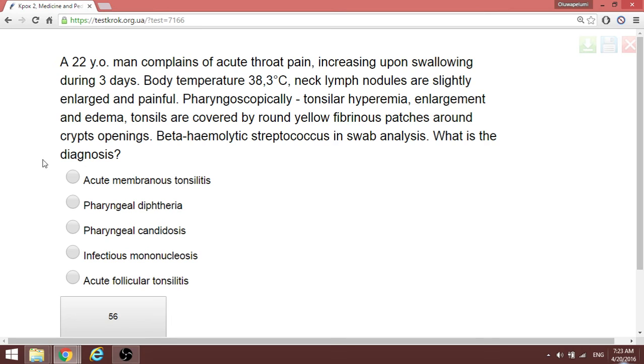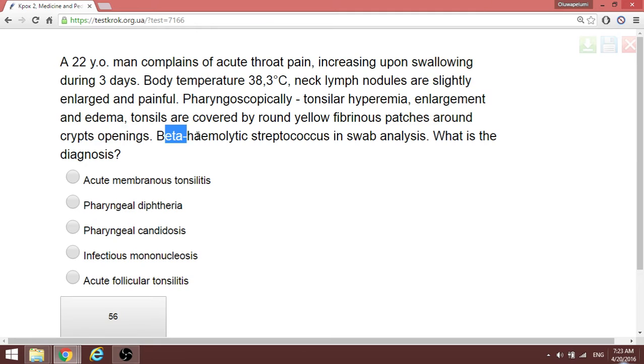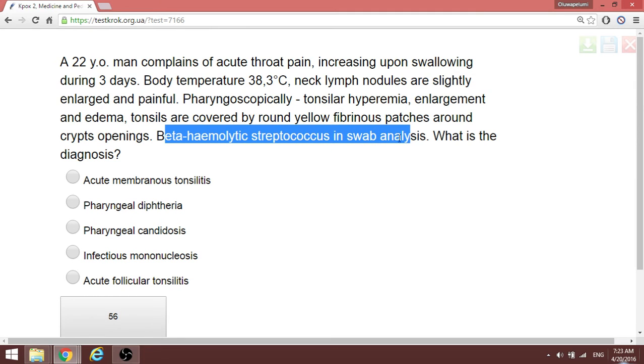All right, this is a patient with tonsillitis, acute throat pain, only 3 days. So we have tonsillar hyperemia, enlargement and edema. Tonsils are covered by round yellow fibrous patches around the crypt openings. Beta hemolytic streptococcus in swab analysis. What is the diagnosis? Already this isn't infectious mononucleosis, they would be telling us about hepatosplenomegaly. Pharyngeal candidosis? We already have beta hemolytic streptococcus and the patch should be different.